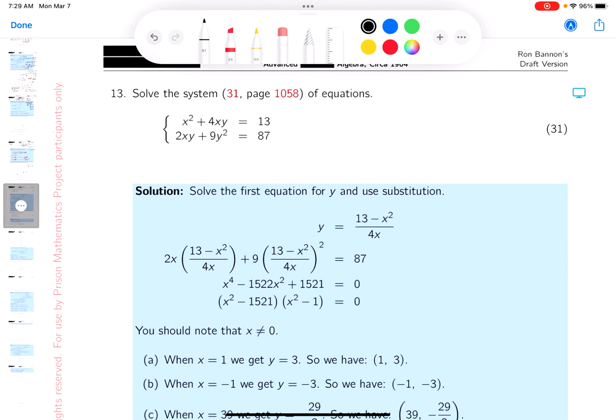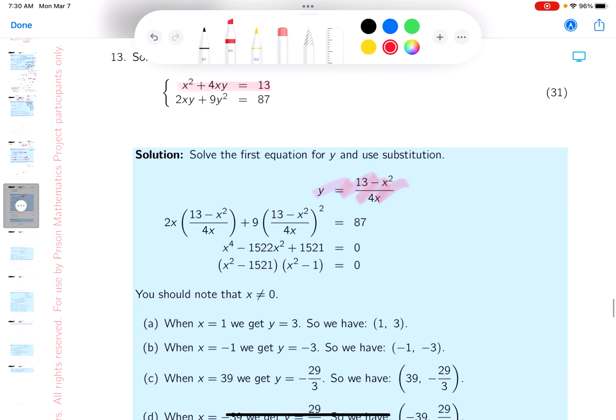Okay, there are many ways to do the problem. I would be looking for something easy to do. I think if you took the first equation, you could easily solve it for y, and that's what I did over here. I took the first equation and solved for y. How did I do that? I subtracted x squared from both sides, and after doing that, I divided both sides by 4x.